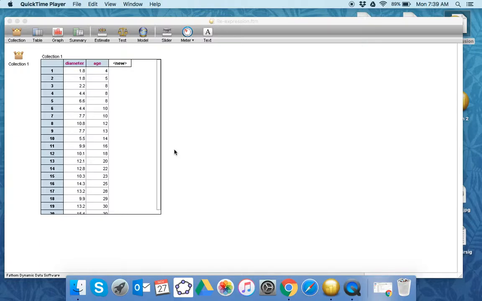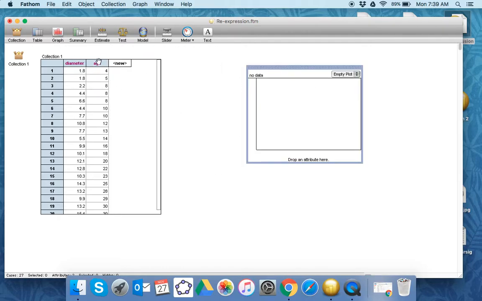This video is about re-expressing data. So here I have the diameter of a tree and its age, and the assumption would be that we could predict a tree's age from its diameter. Otherwise we have to cut it down, and maybe that's not what we want to do.